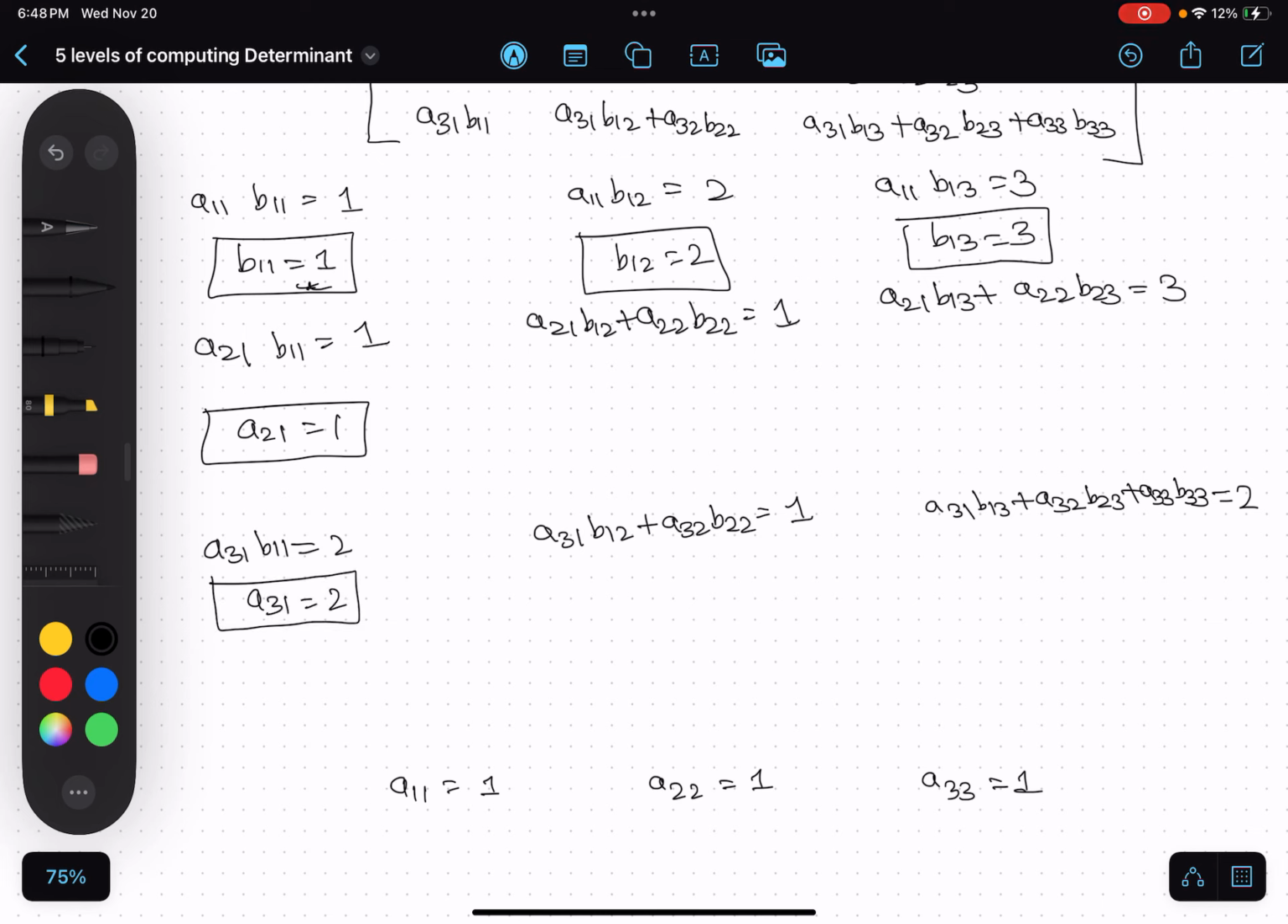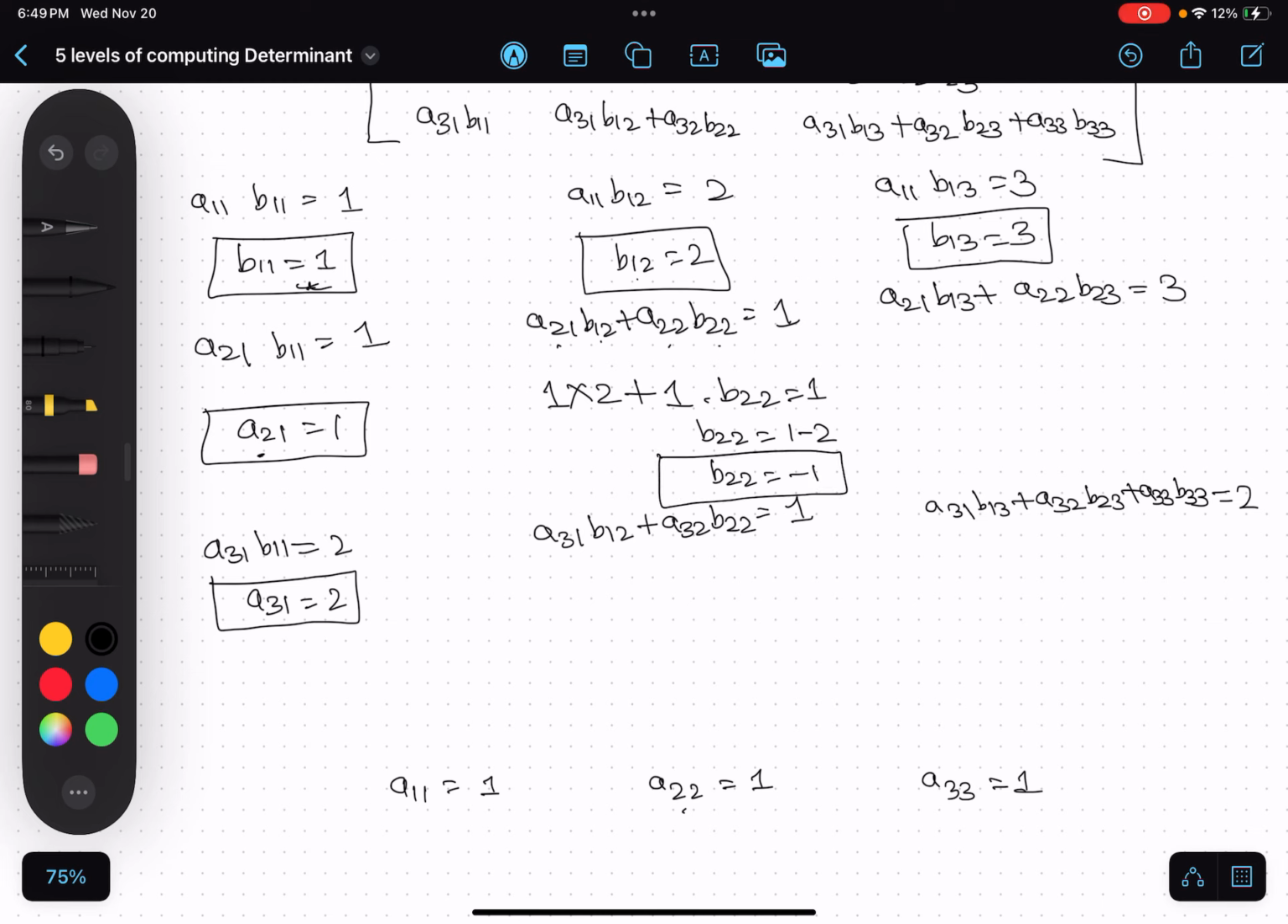Now, A22 is 1, B12 is 2. I know A21 as well, I know B12 as well, I know A22 as well, so I can find B22, right? So this is A21 is just 1, B12 is just 2 from here, plus A22 is just 1 times B22 is equal to 1. So B22 is equal to 1 minus 2. So B22 is equal to negative 1. So we got B22 as well.